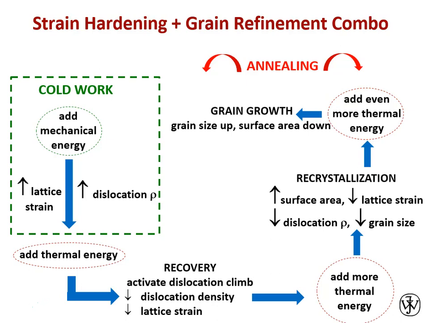So we've decreased the amount of strain energy in that material some, but not a lot. And that's indicated by those down arrows in dislocation density and lattice strain being a little bit small. If we follow our blue arrow around and add more thermal energy, usually by putting something back in a furnace, we can now start what I call the strain energy surface energy swap.